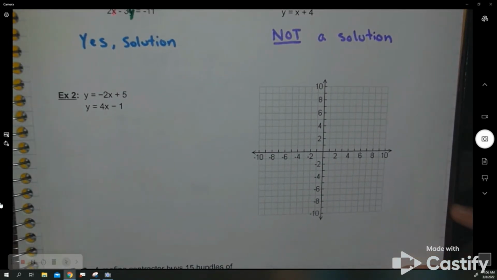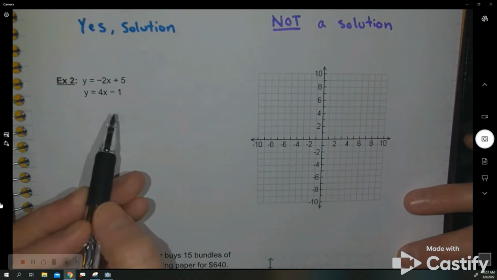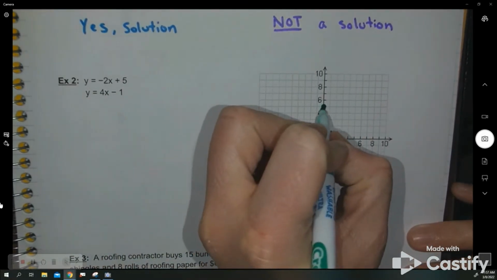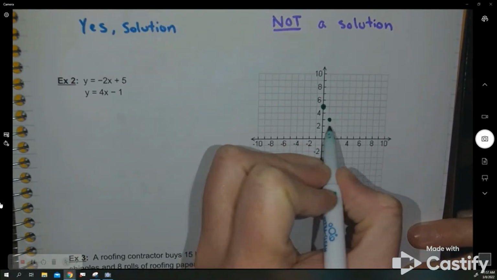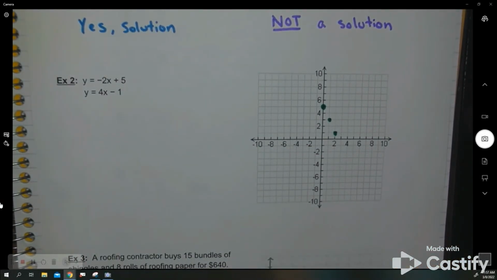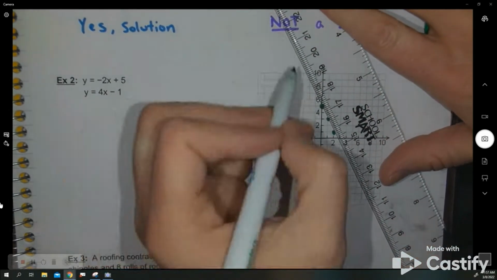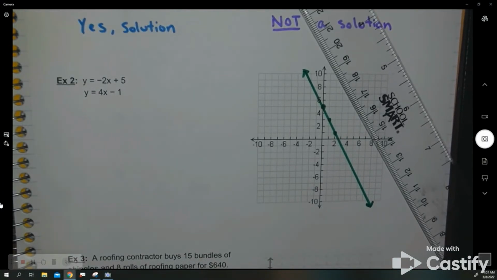Another way to figure out the solution to a system is to graph the system. Up there, they gave us points and they wanted us to test whether it was a solution. This time, they're going to give us the equations and they want us to graph to find the solution. So I'm going to start with this first one. My y-intercept is positive 5, so I'm going to start up here at positive 5. My slope is negative 2, so I'm going to go down 2 and right 1. Down 2 and right 1. Get my ruler here, make a straight line. There we go.